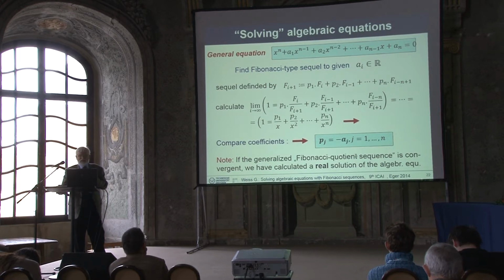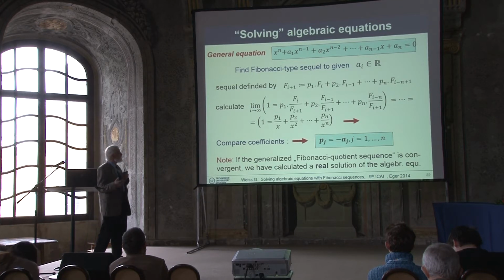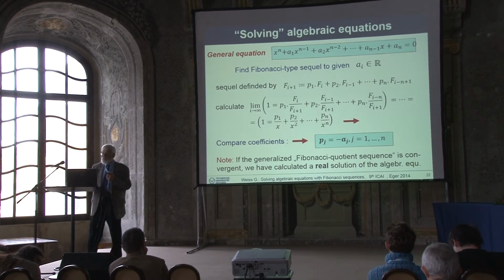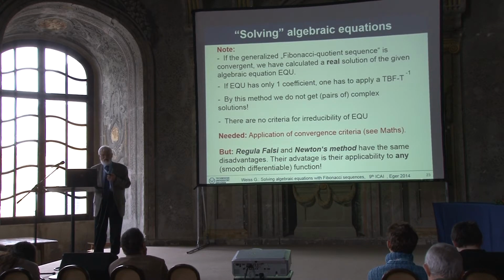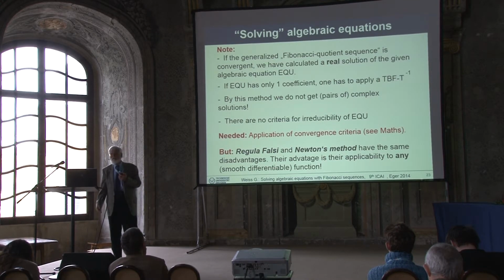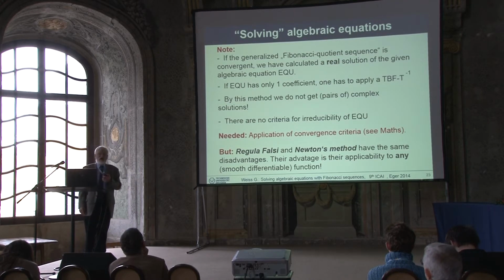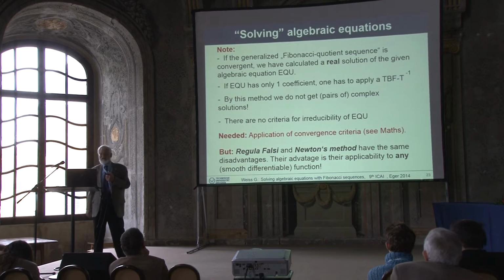If we have this generalized Fibonacci sequence, and if it is convergent, we can calculate a real solution of this algebraic equation. Note, if this generalized Fibonacci sequence is convergent, we have such a real solution, but we have to talk about the convergence criteria. We have to apply them. And if the equation has only one coefficient, we have to apply the inverse of the Tschirnhaus-Bring-Jerrard transformations.